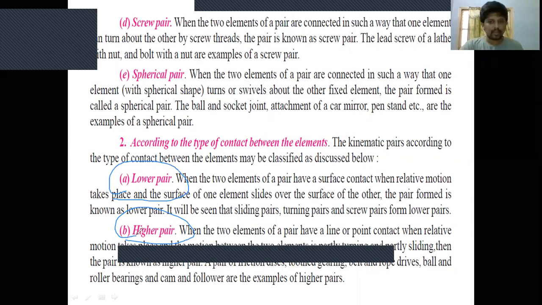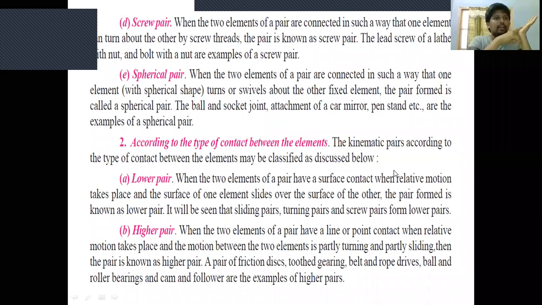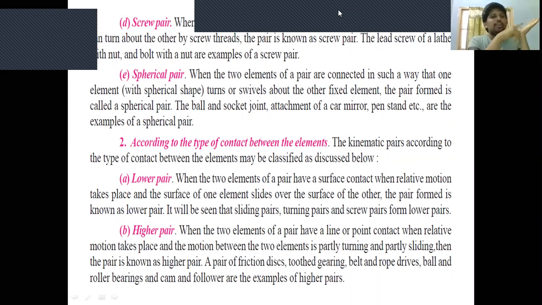It is lower pair. If you have point contact or line contact, we define it as higher pair. If you have surface contact, we define it as lower pair. If you have point or line contact, we define it as higher pair.